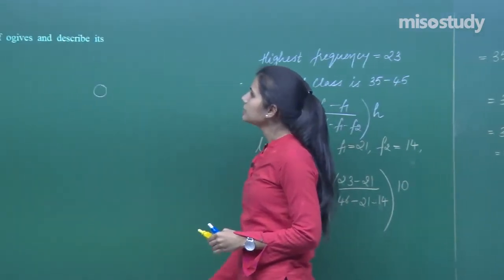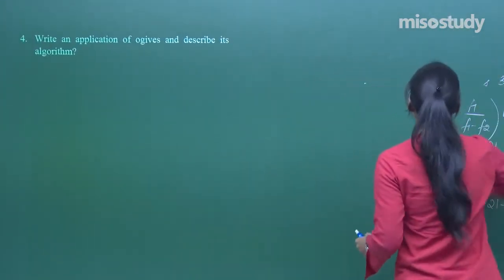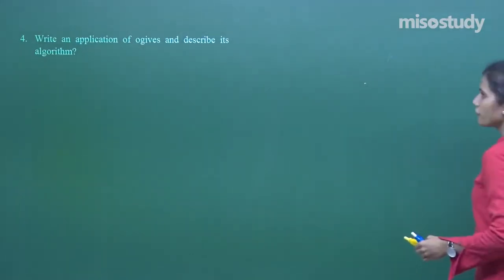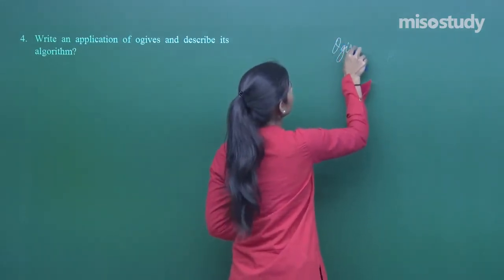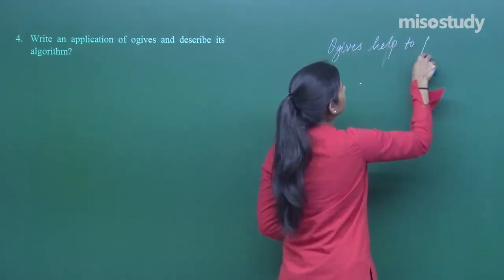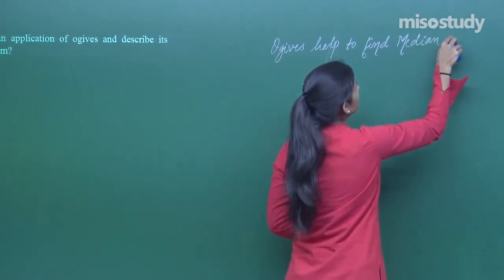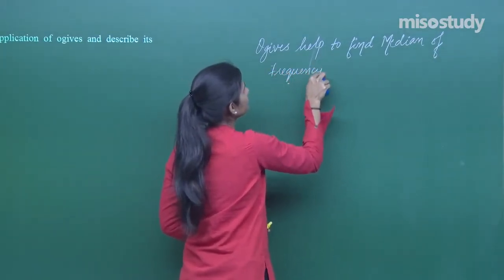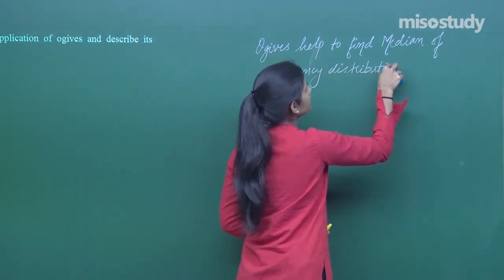Next question says that write an application of Ogives and describe its algorithm. There is this very beautiful application of Ogives. What is it? That we can find the median of a frequency distribution with the help of Ogives. Ogives help to find the median of frequency distributions in two ways.